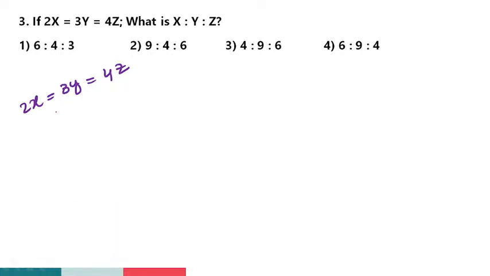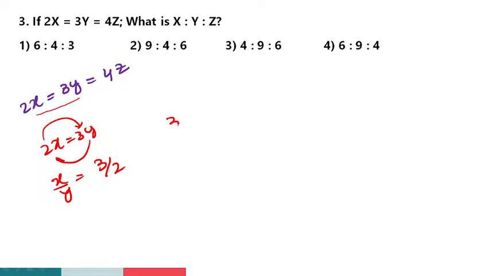Okay, look at the screen, guys, here. So first I'm going with the basic method. Take these two numbers, guys, here. 2x is equal to 3y. Bring y to one side and take the 2 to the other side. Then what happens? x by y is equal to 3 by 2. 3 by 2 means 3 is to 2. Already you know, guys.